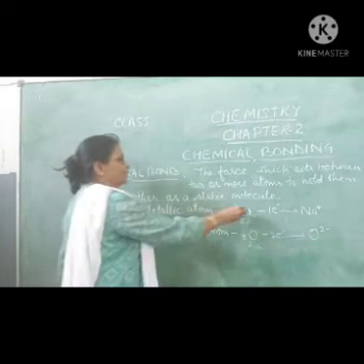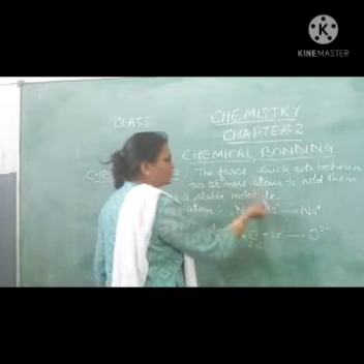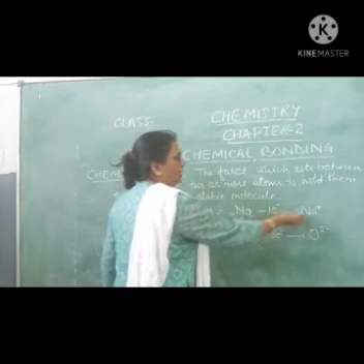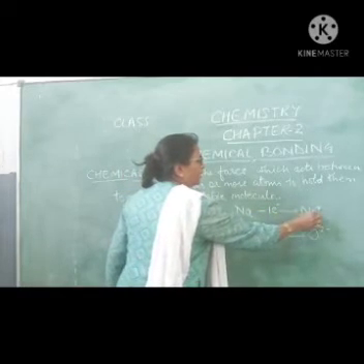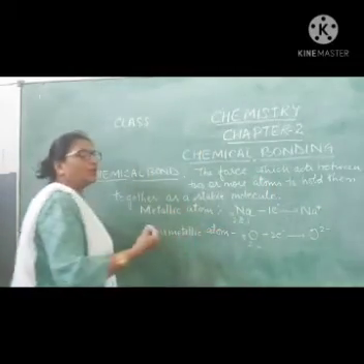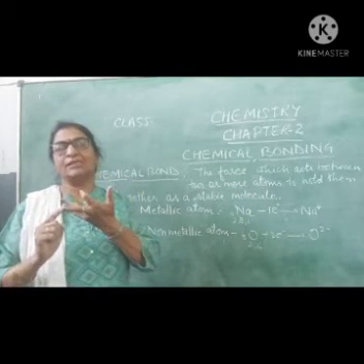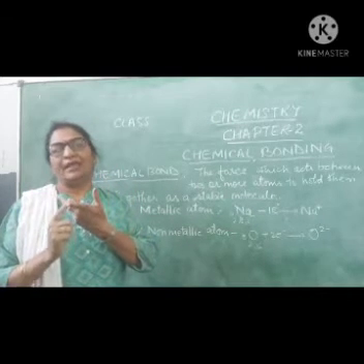For example, sodium: its atomic number is 11 and its electronic configuration is 2,8,1. So what will it do? It will lose 1 electron and convert into Na+. Right? While non-metallic atoms have either 4, 5, 6 or 7 valence electrons.